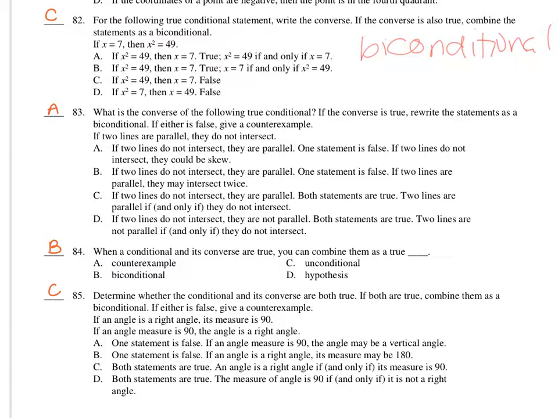84, when a conditional and its converse are true, you can combine them, and that's a biconditional statement. So it's an if and only if statement. 85, determine whether the conditional and its converse are both true. If they're both true, combine them as a biconditional. If an angle is a right angle, its measure is 90 degrees. Converse, if an angle measures 90, then it is a right angle. So those are both true. This one can be combined for a biconditional statement. An angle is a right angle if and only if its measure is 90 degrees.